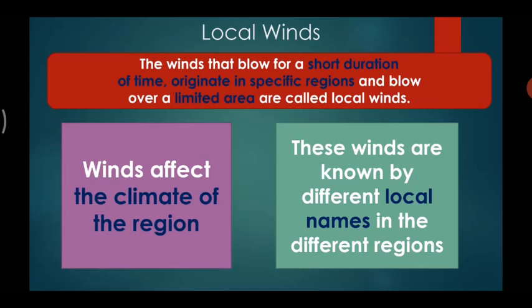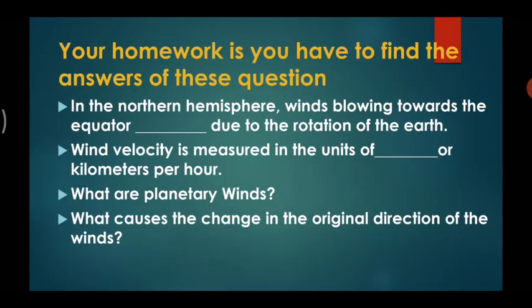Okay, let's move forward. That's your homework. The first question is, in the northern hemisphere, winds blowing towards the equator dash due to the rotation of the earth. Next, wind velocity is measured in the units of dash or kilometers per hour. Next, what are planetary winds? And the last one is, what causes the change in the original direction of the winds?